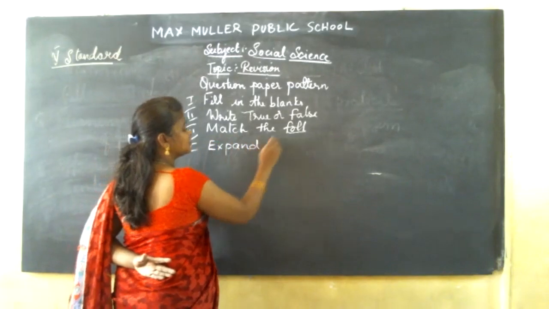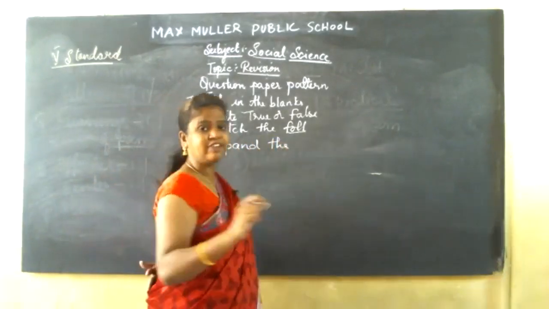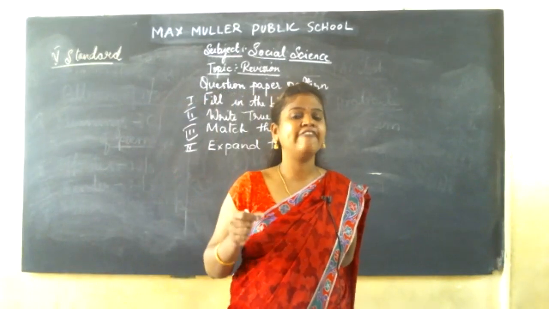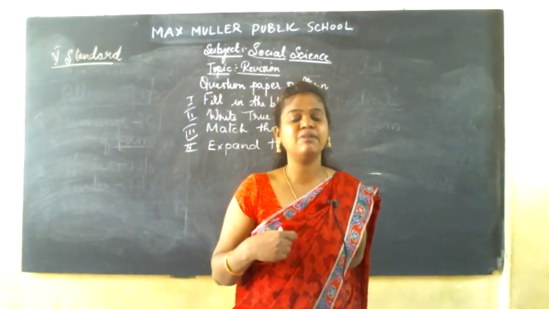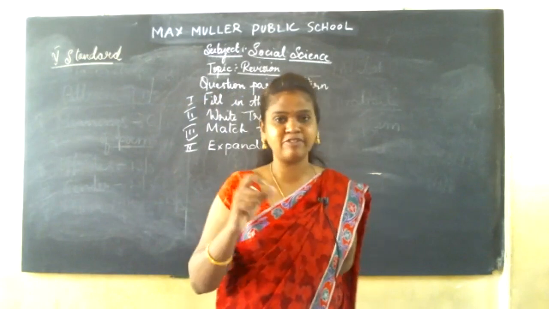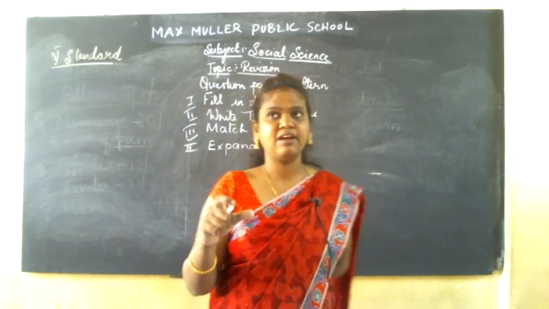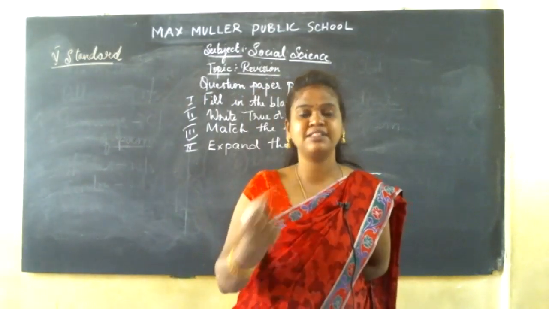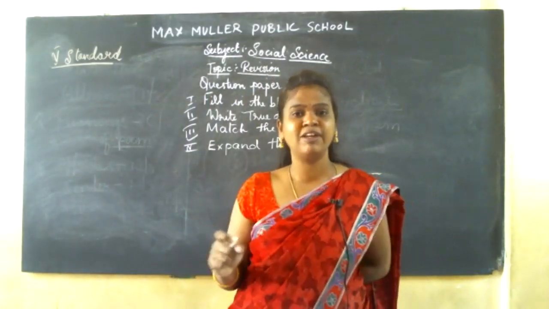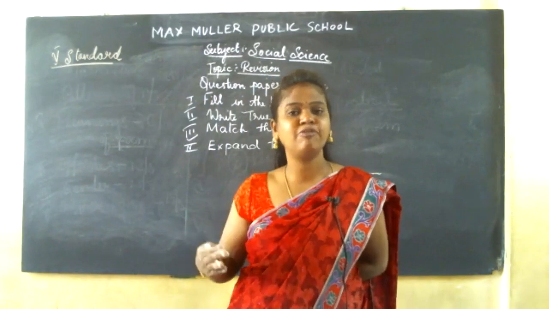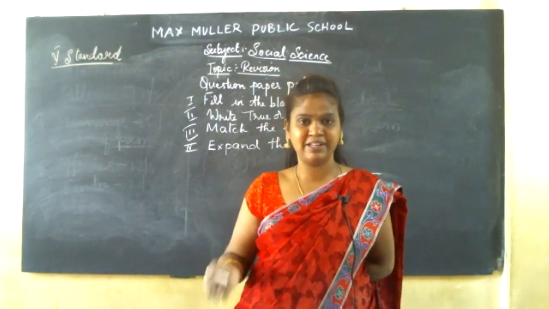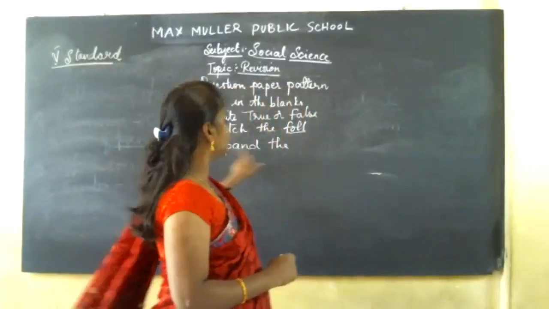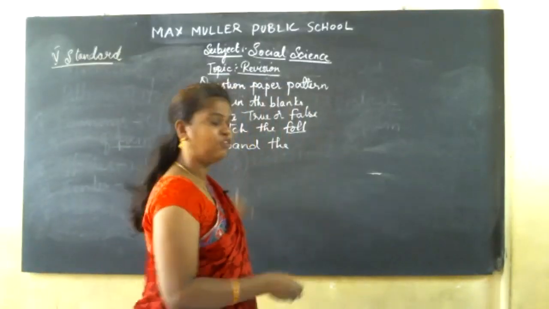What do you mean by this? Expand the following. I have given you in the worksheet, expand the following. Example, I have given you PM. What does expand mean? It is nothing but you have to write the full form. Now I'll give you an example, PM. So I am asking you to write the full form of PM. So what will be the full form of PM? It is prime meridian. So that is the way you are going to write the expand the following.